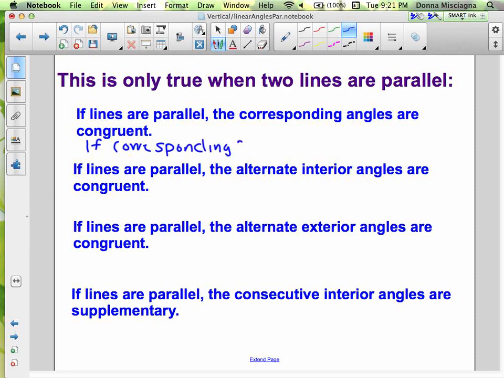I wasn't sure what the last thing I wrote was. A smudge, that's what the last thing I wrote. If corresponding, go away smudge, oops. You think I'd learn to put the marker down when I go to erase.